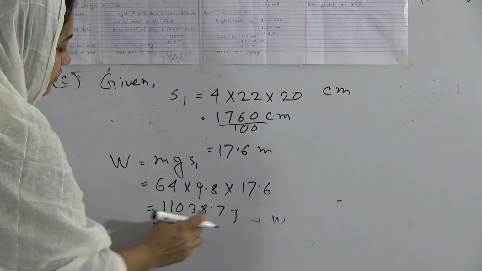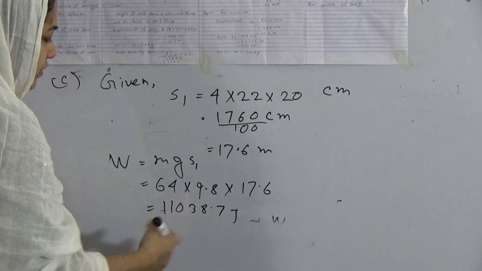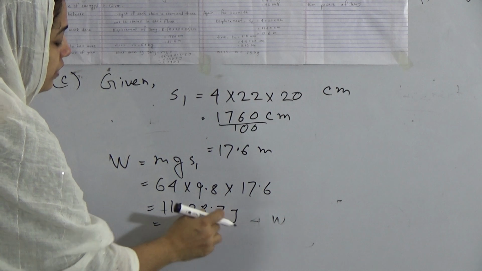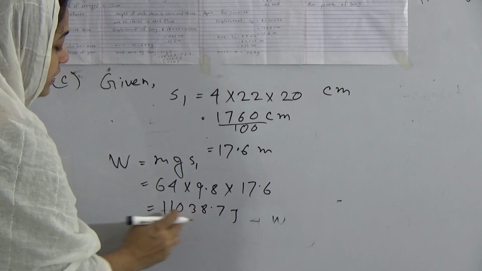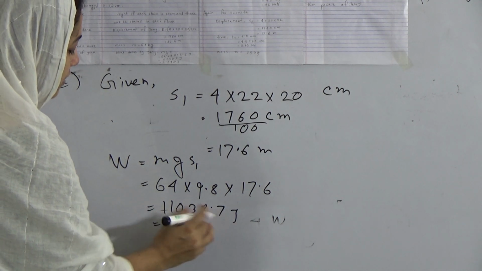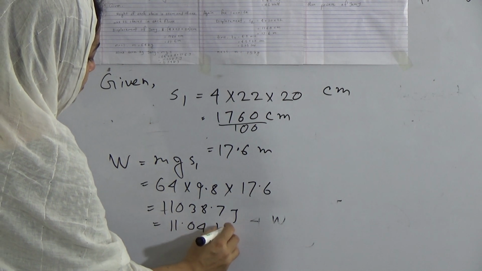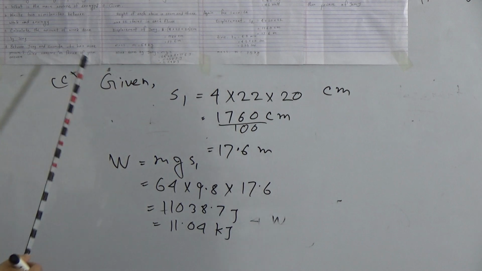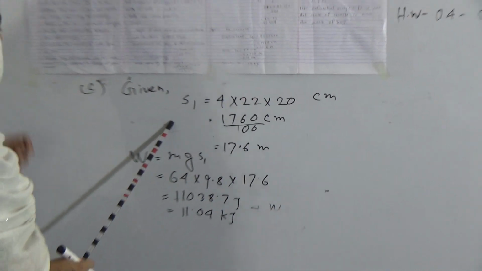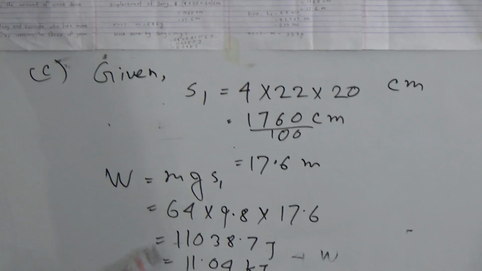That's why we have to convert this joule into kilojoule. That means we have to divide by 1000. So, 11.04 kilojoule. Okay, now this is done. That means the amount of work done by Jenny is 11.04 kilojoule.